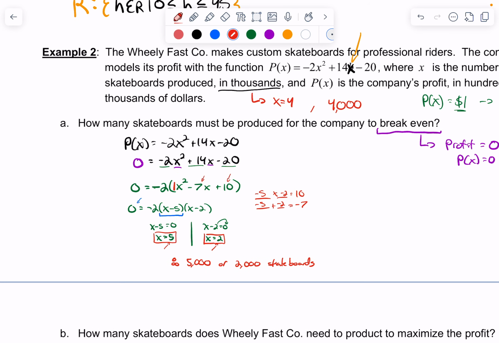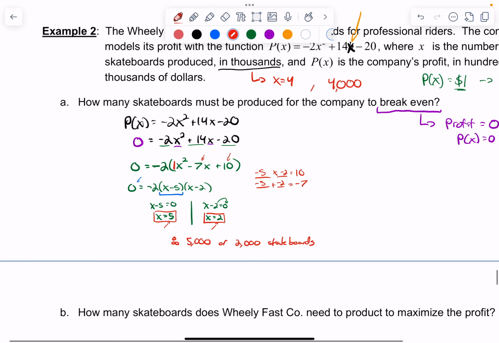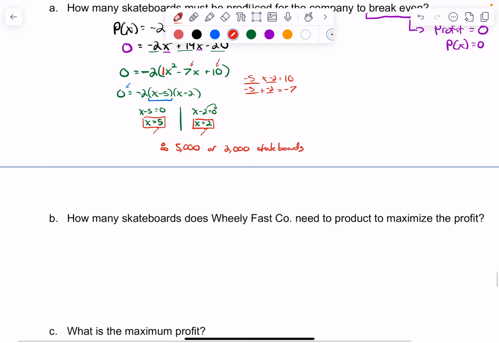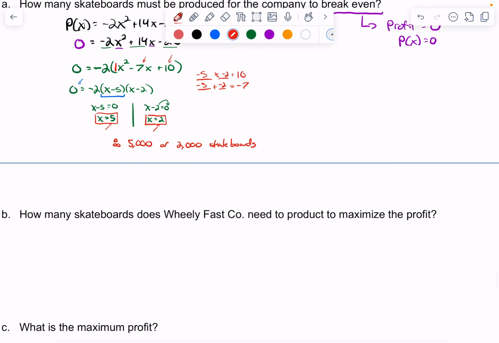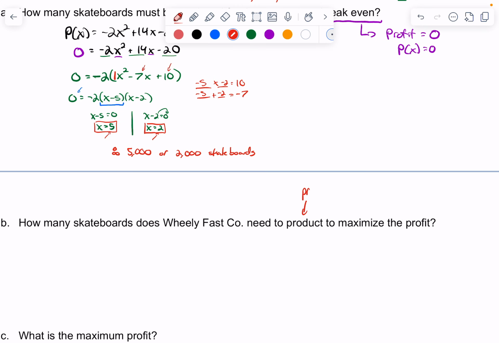So remember, you're measuring in thousands, okay? All right. Part B. How many skateboards does Wheelie Fast Co. need to produce to maximize profit? I should say produce. Sorry for the mistake. Need to produce to maximize the profit.